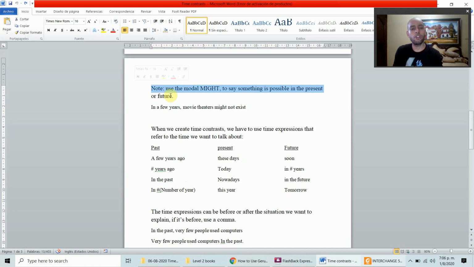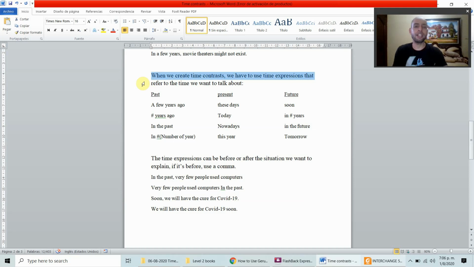So note, we use the modal might to say something is possible in the present or the future. For example, in a few years, movie theaters might not exist. What am I saying? That there's a possibility that movie theaters are not present in the future, that they might disappear in a few years. Notice the difference? Now we have movie theaters, of course, we have cinemas. But in the future, that might not be the case. There is a difference between the present and the future.